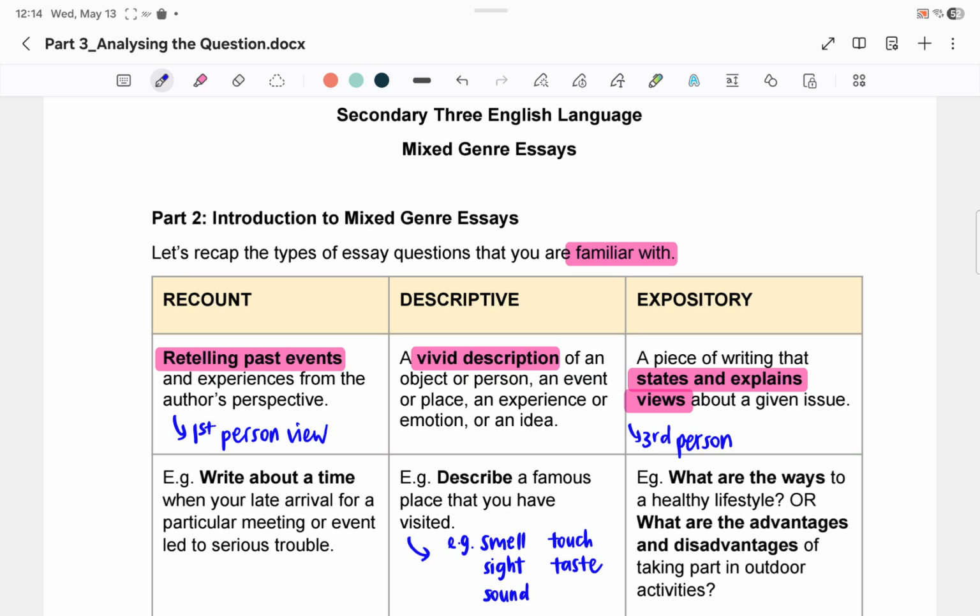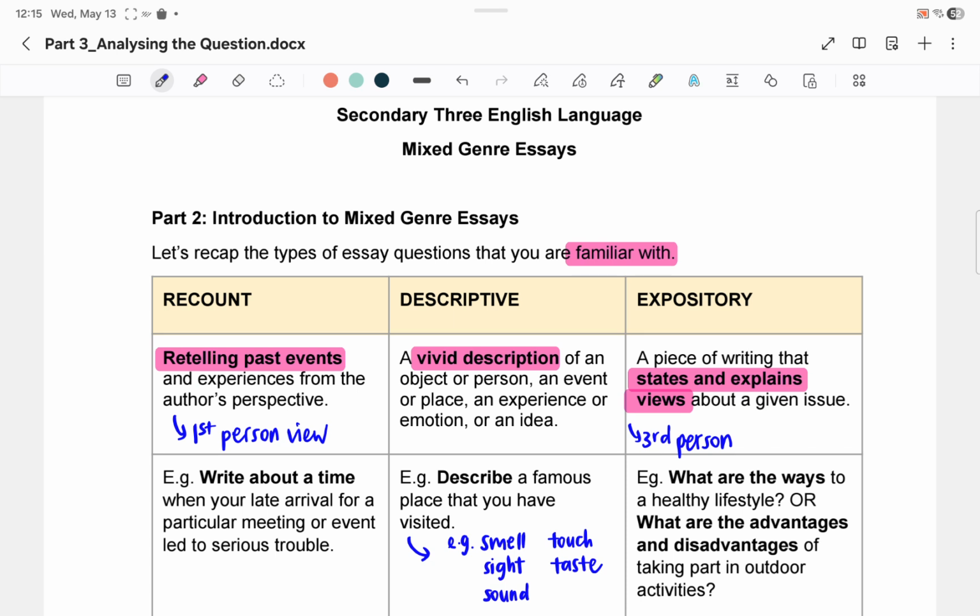For this booklet, we are looking at part 2 first, and then we'll move back and look at part 1. So you can flip through your booklet and look for this page here. It should be on the 6th or 7th page. Look out for this so that we can better understand how mixed genre essays are phrased first, before I show you some of the language features.